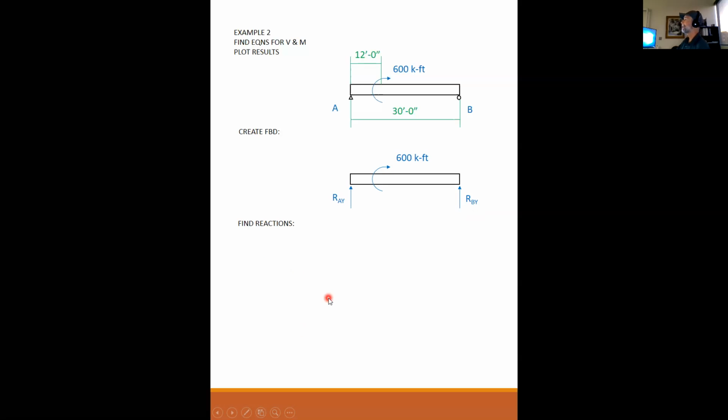I have an unknown reaction at A, an unknown reaction at B. Now we can find our reactions by summing our moments about A. Okay, when I sum my moments, a clockwise moment is positive by my reckoning. So there's your positive 600 kip feet.